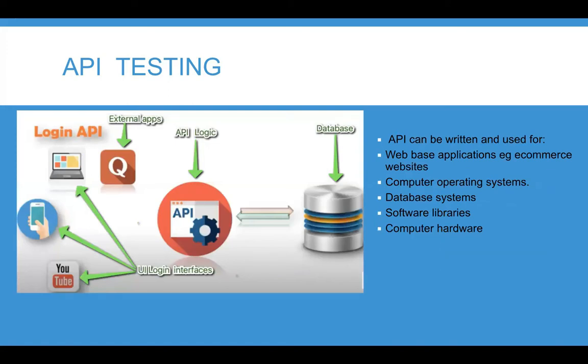So we said API can be written for web-based applications, e-commerce, computer software libraries, database systems, hardware. I gave you an example of the interaction between a desktop computer and a mouse, where from the click actions on your mouse, you're sending messages to the computer, and then the computer is providing a response by whatever is being displayed on the screen.